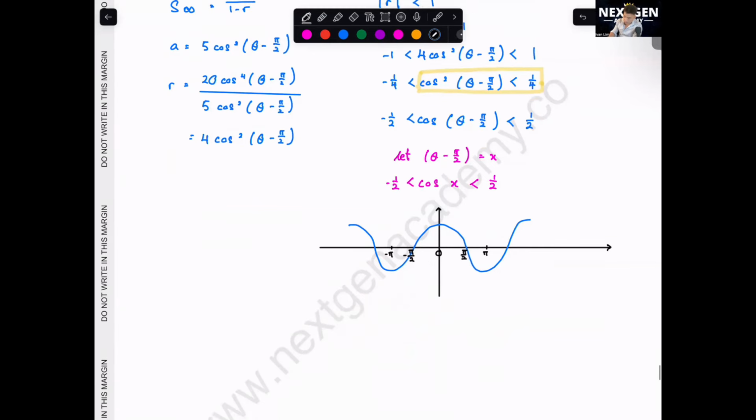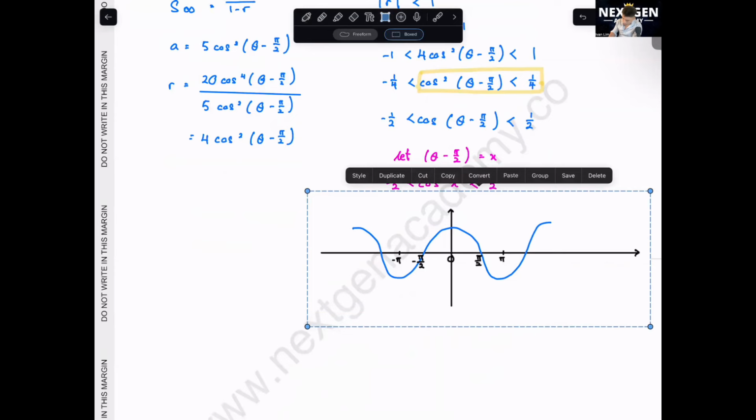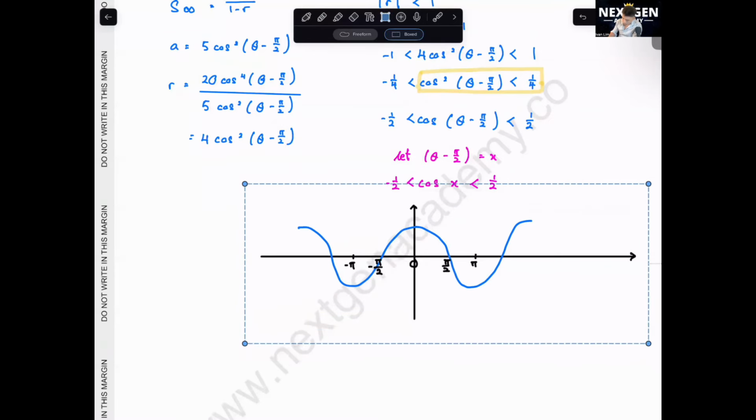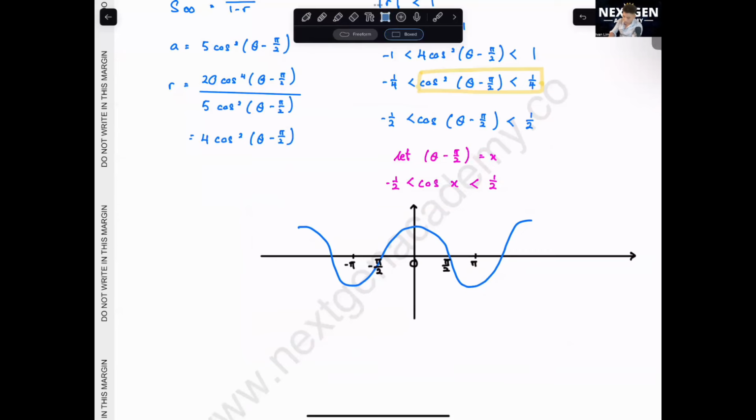Okay, where is the angle that we want? I draw a little bit bigger here so we can see clearly. Okay, where's the angle that we want? We want the value from negative 1 over 2 to positive 1 over 2, which is from here, okay, to here.